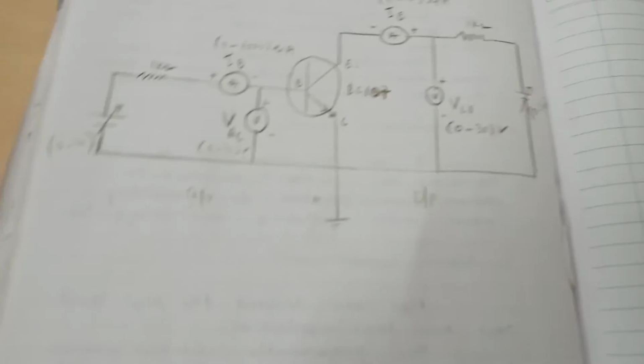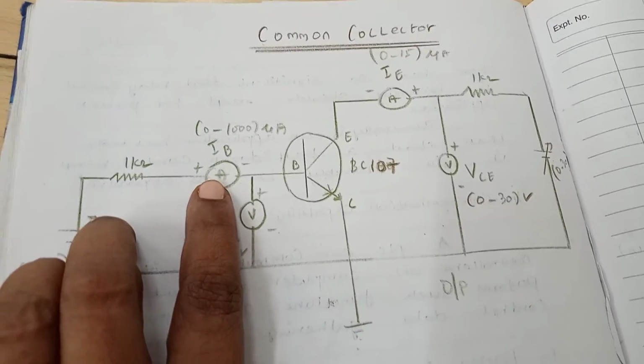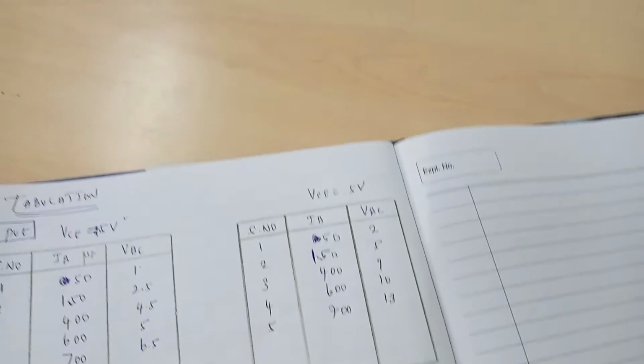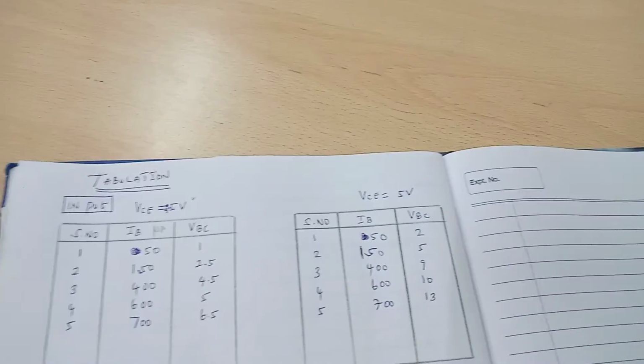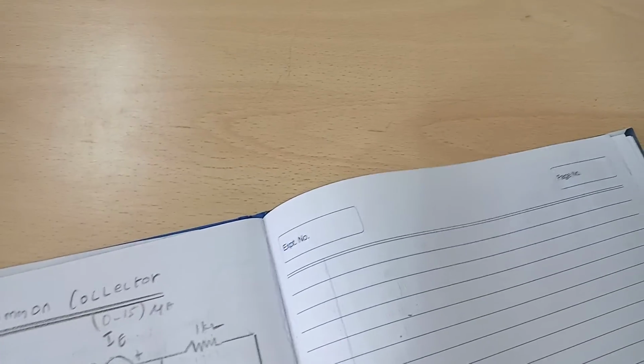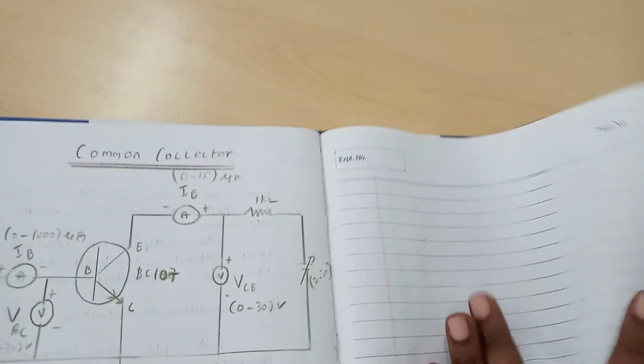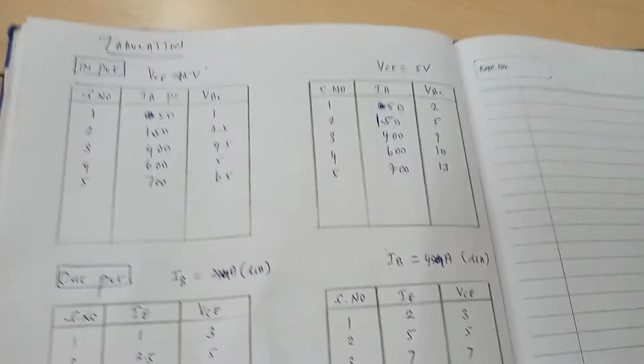Then for output characteristics, what we are going to do is, you have to keep this IB constant at some position. So the positions we have chosen are 20 microamperes and 40 microamperes. Okay, then keeping this IB constant, you have to change this VCE using this RPS, and the corresponding IE has to be noted down. Okay, so this is the procedure, and this is the model graph.